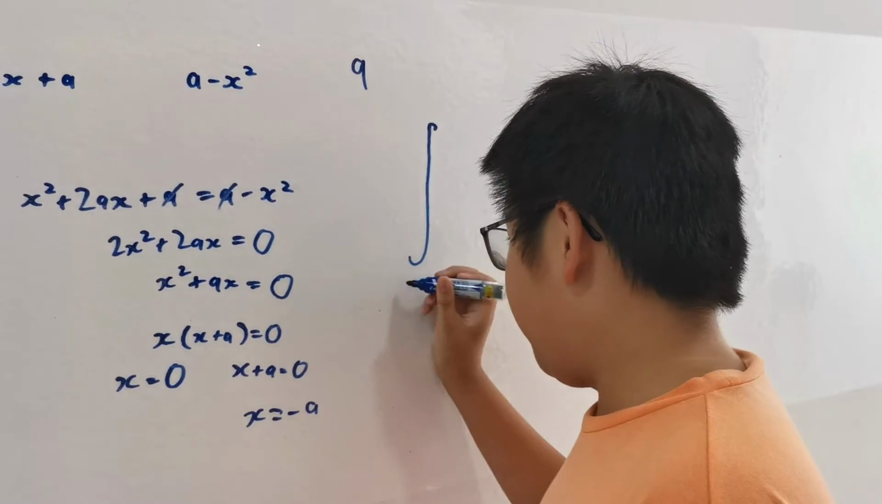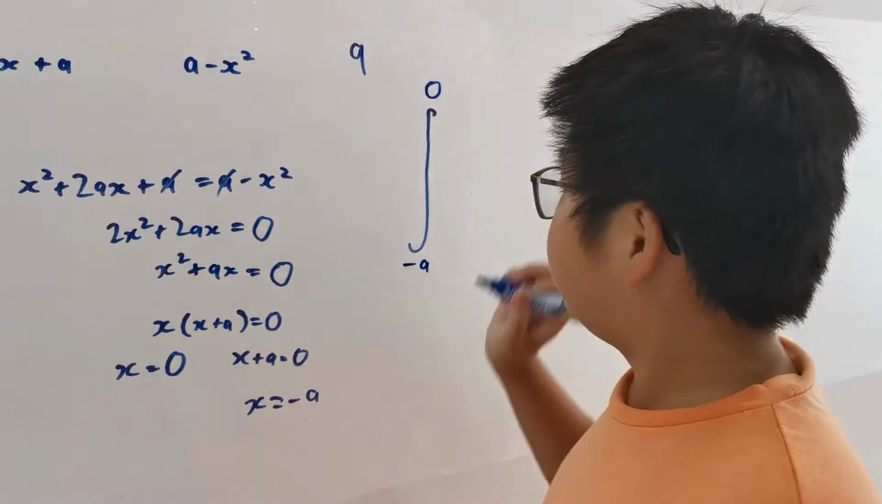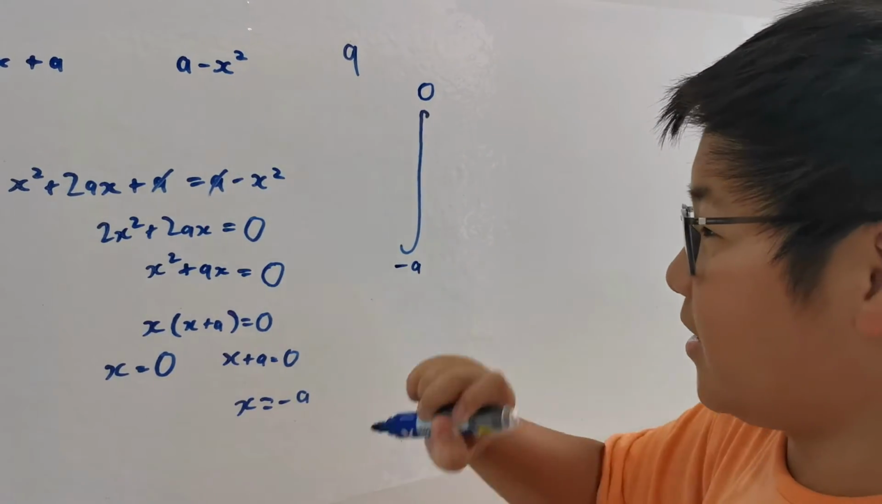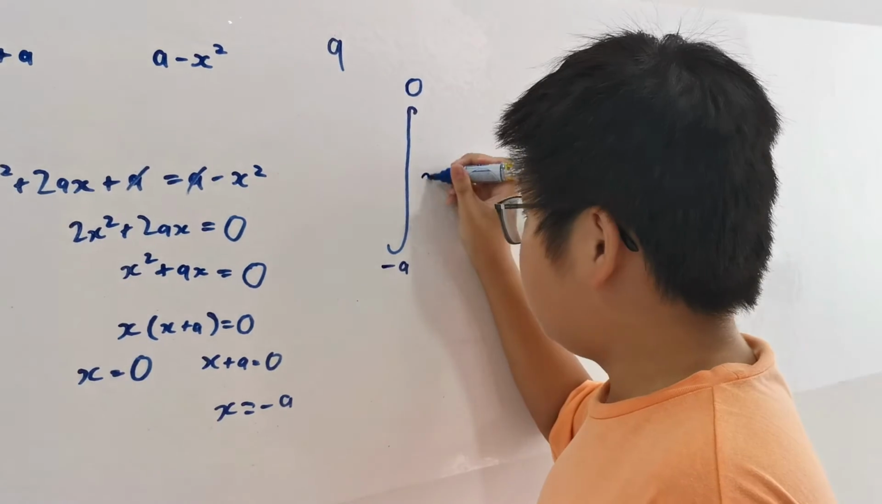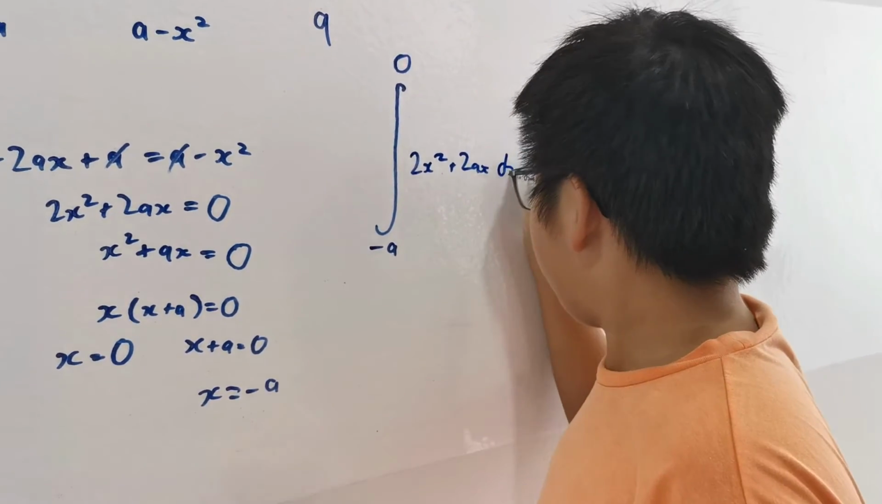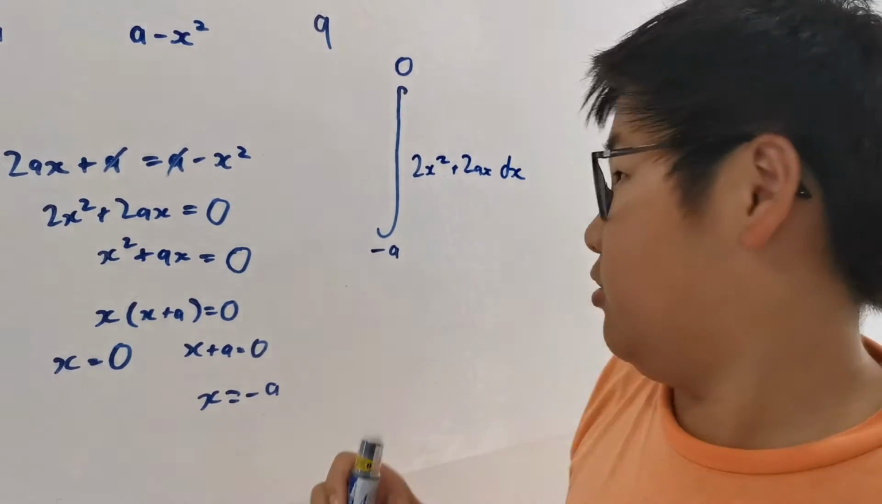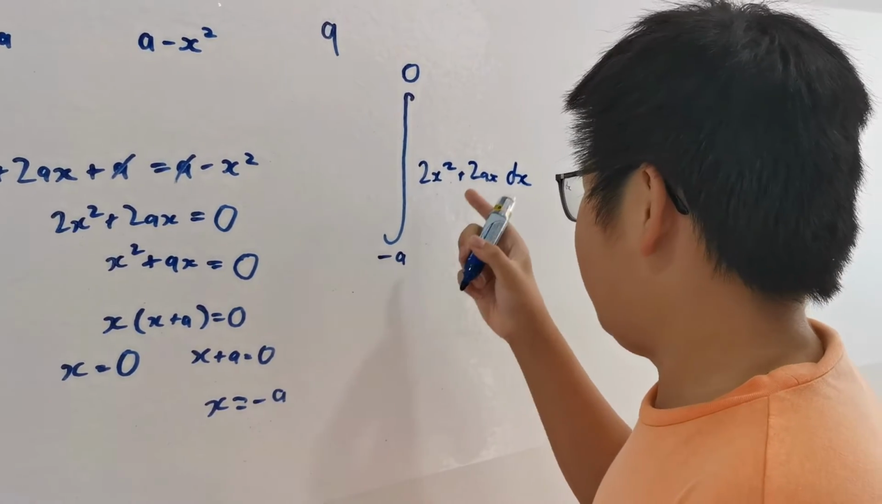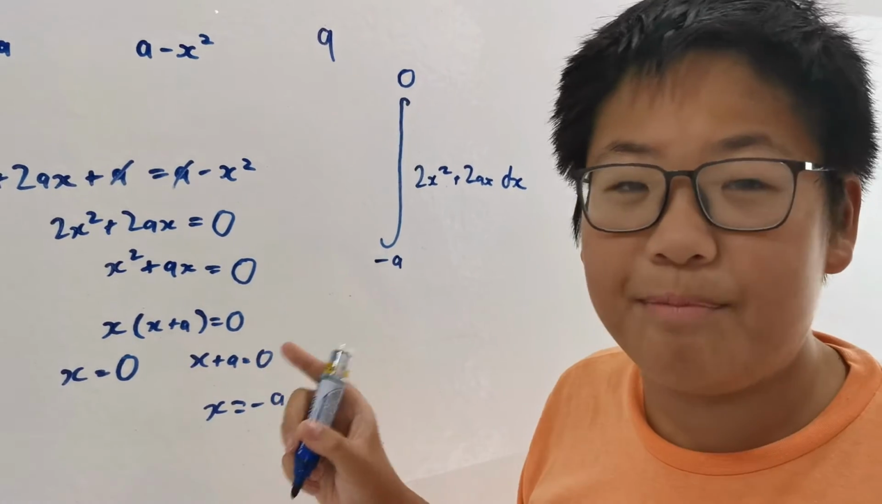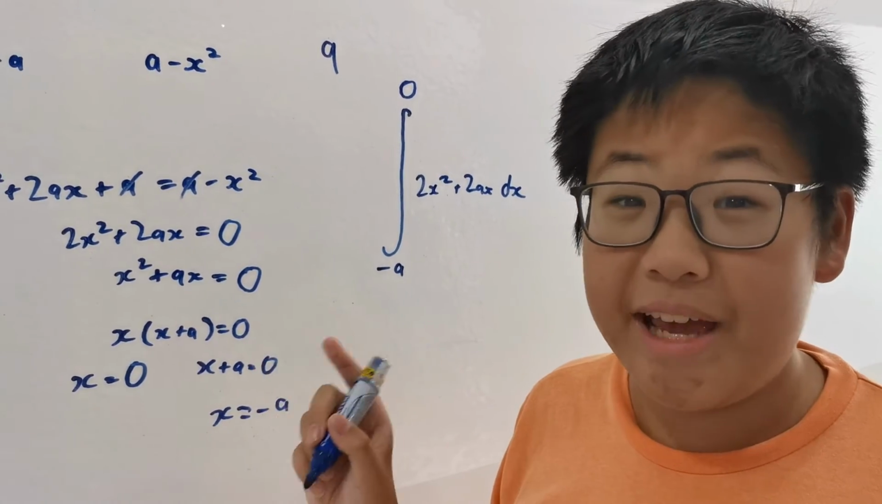So we'll put the lower and upper bounds. Since we already found out what this minus this is, we can put in 2x squared plus 2ax dx. Now you might be asking, why have you not simplified it? Because if you took away both 2's, then the area would be half.